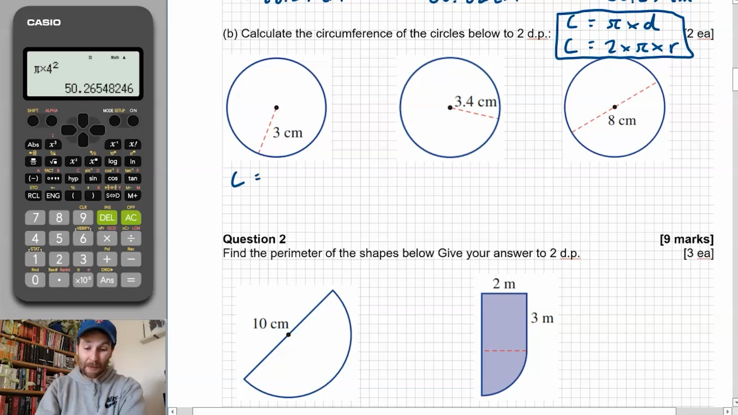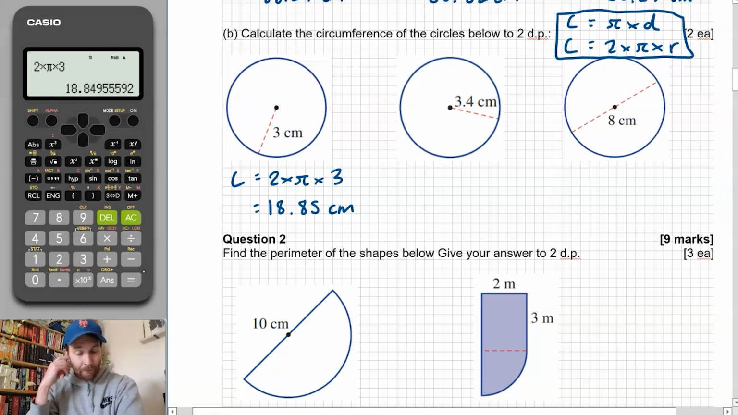So for this first one, we want the circumference. We're given the radius, so we'll use the formula 2 times pi times 3. On the calculator, 2 times pi times 3 should give you 18.85 centimeters this time. There are our units for this one.